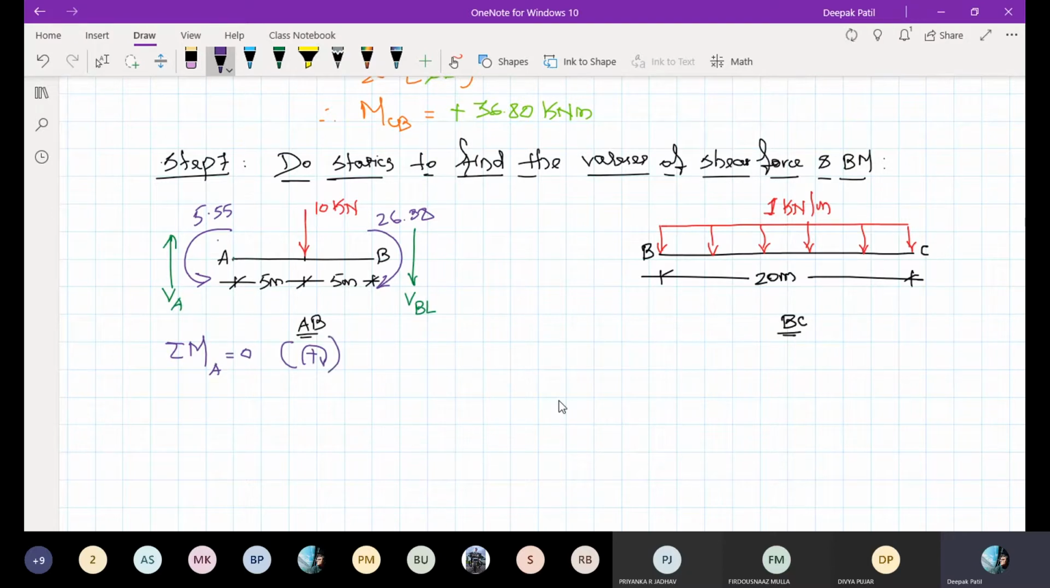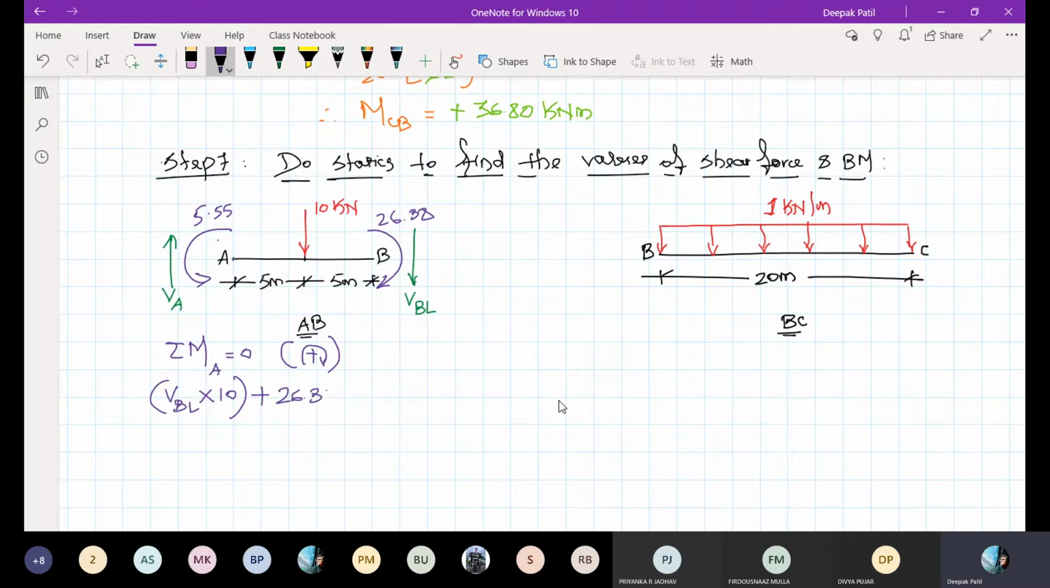Since we are taking moment at A equal to 0, let me come from this side, that is from the point B. So VBL at A will cause clockwise or anti-clockwise? Clockwise. Okay, correct. So it is VBL into what distance? 10. Yes. Then this moment you also have to take, that is 26.38. Will you take plus or minus? Plus, because it is a clockwise moment.